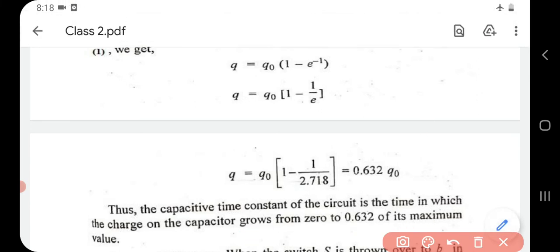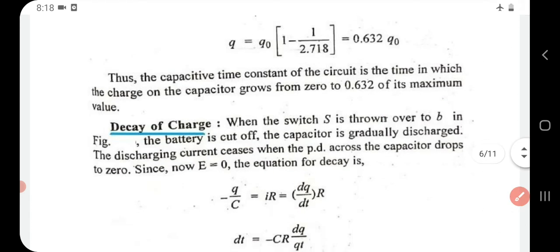With that we have ended the discussion about the growth of current. Now we will discuss the decay of charge or decay of current in the same circuit. In the circuit diagram, now we are throwing the switch S over to B, so the battery is cut off. Now what will happen to the capacitor? It will start discharging. So the decay equation will be of the form minus Q by C equal to IR. What is I? It is rewritten as dq by dt, that is the rate of change of charge with respect to time, R is kept as such.